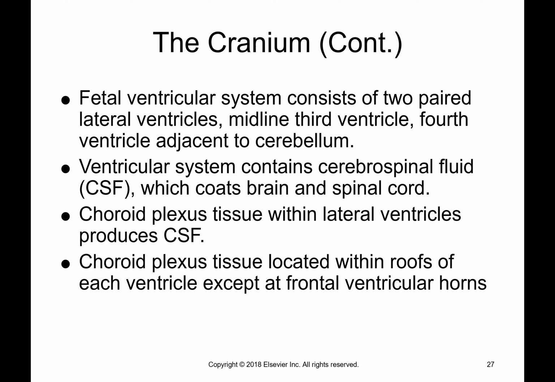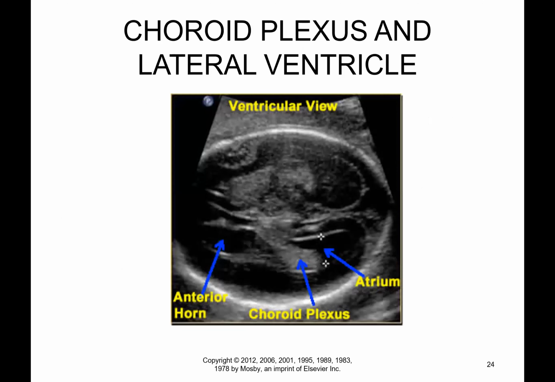The ventricular system contains cerebrospinal fluid, which coats the brain and spinal cord. And the choroid plexus tissue, that echogenic area that I showed you within the lateral ventricle, produces CSF. The choroid plexus tissue is located within the roofs of each ventricle except at the frontal ventricular horns. Here's the choroid plexus. This is the posterior horn of the ventricle.